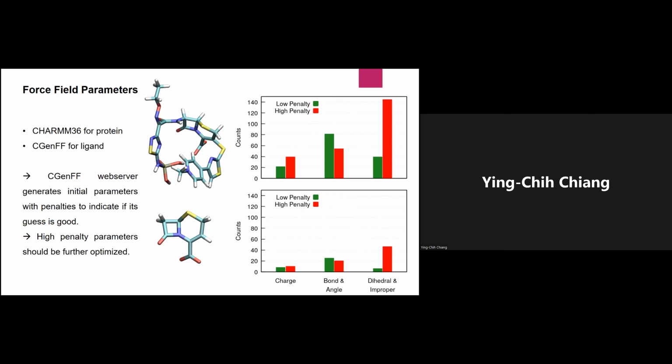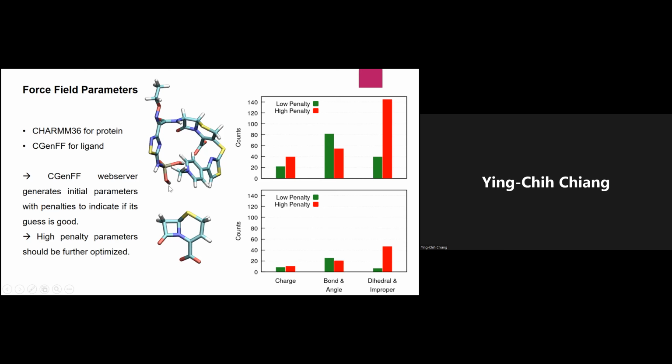If you look into the parameters you get, the CGenFF web server generates an initial guess for your parameters with penalties to indicate whether this initial guess is good. If you analyze the penalties a bit, you find that most of the parameters, at least half, have high penalty and require further optimization. Of course, in this field, many people would just accept the defaults from the CGenFF web server without optimization. However, we still wanted to have a better description of the ligand.